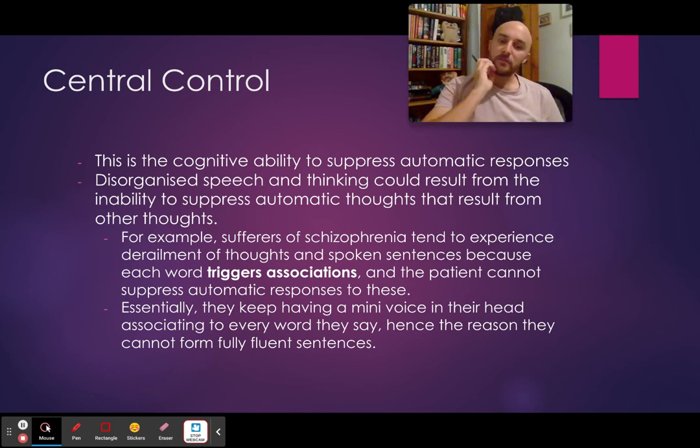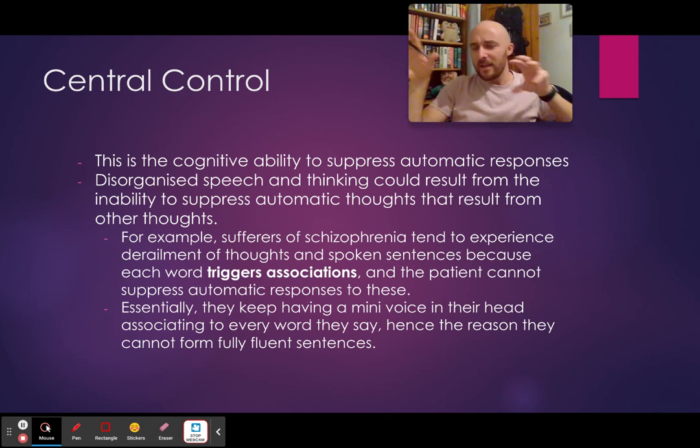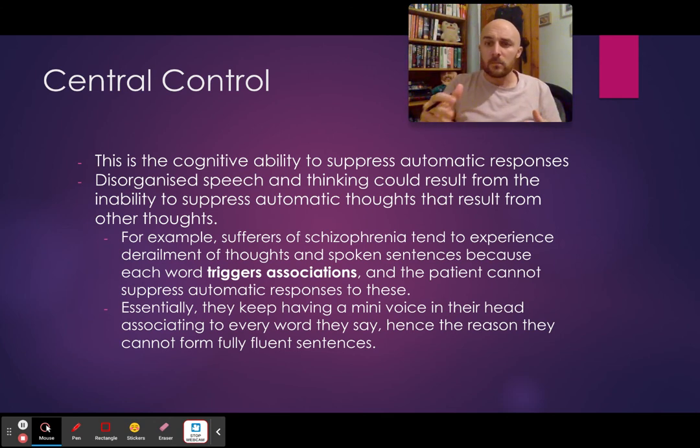So, for example, sufferers of schizophrenia tend to experience derailment of thoughts and spoken sentences because every word they say triggers off other words in their head, and then they start thinking about that, but they're also kind of talking, and they kind of get distracted, and it comes out like, well, so because you're spending half your time up here just getting distracted by everything. So essentially they have a mini voice in their head associating to every word they say, hence the reason they cannot talk in fully fluent sentences.